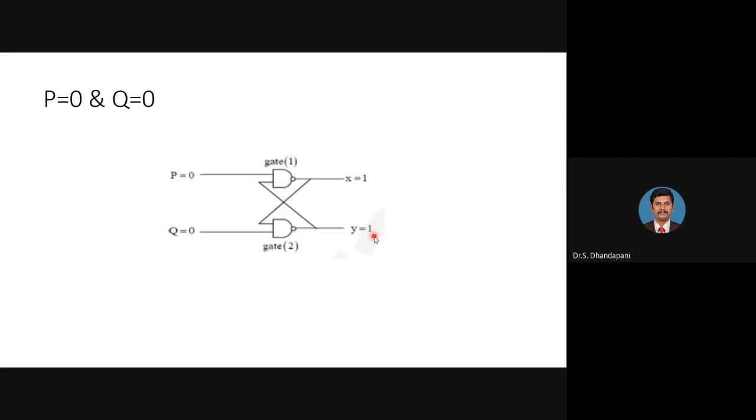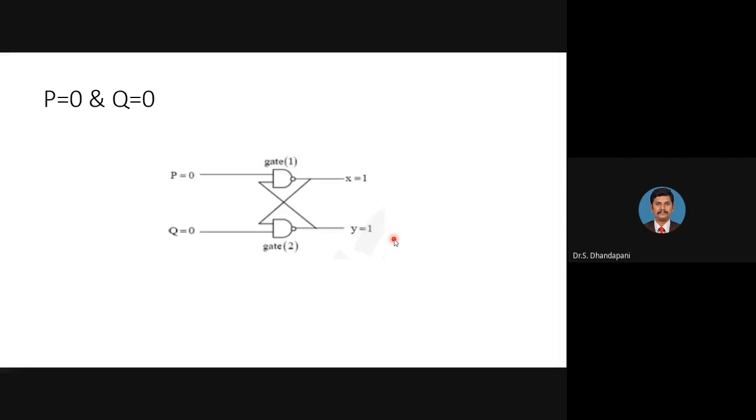If you write the truth table of the AND gate, when one input is 0, the output is 0. Similarly, for the NAND gate, when one input is 0, the output is 1. So by seeing one input equal to 0, without checking the other input, I can write output equal to 1. The same logic is applicable for the second NAND gate. So in the initial condition, when P equal to 0 and Q equal to 0, the output is 1.